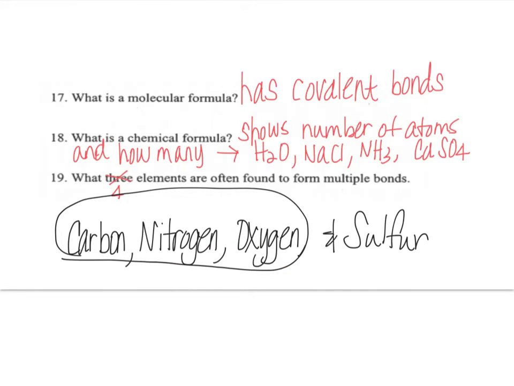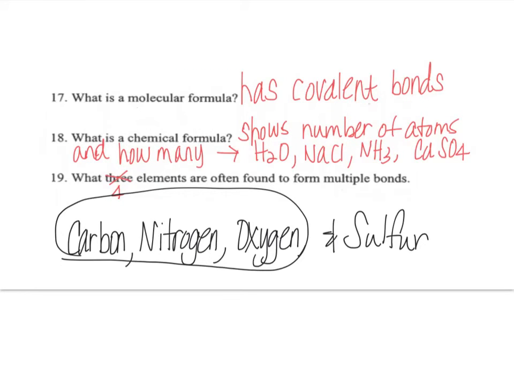Number 17, what is a molecular formula? A molecular formula is one that has covalent bonds. Remember, we call covalent bonds molecules. The chemical formula is the formula that shows the number of atoms and how many of each kind. And that can either be an ionic or covalent compound. Either one is a chemical formula, and I've given you some examples there.